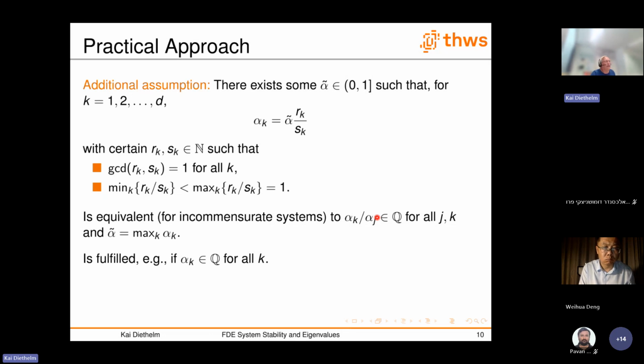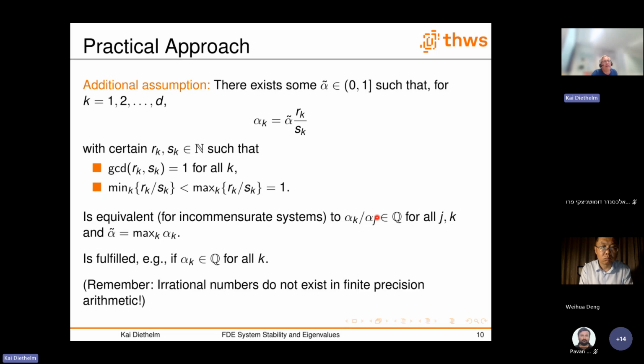Now you may say that's a severe limitation, and the pure mathematician in me would agree with that. But on the other hand, we are talking about algorithms. We are talking about things that we want to implement on a computer. And there we are talking about finite precision arithmetic, and irrational numbers don't exist in finite precision arithmetic. So in some sense, it's a relatively natural restriction.